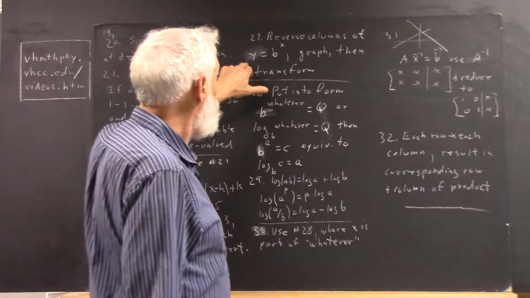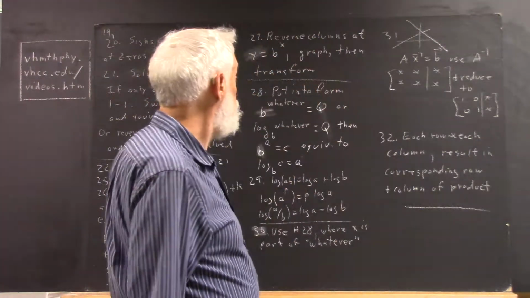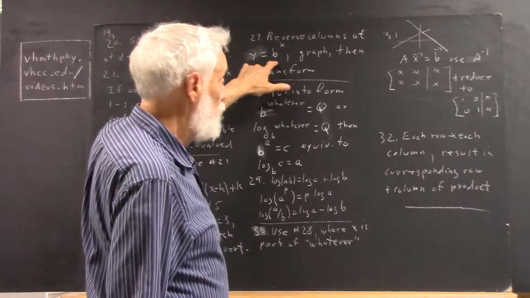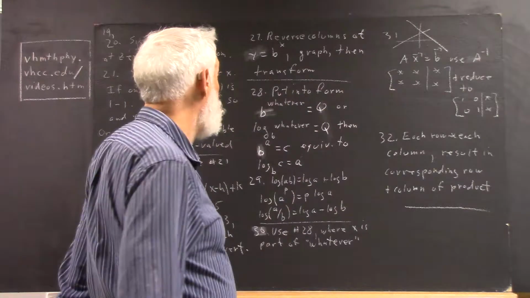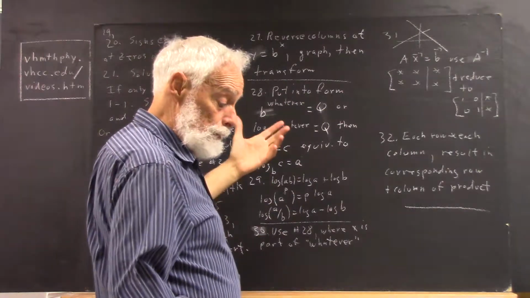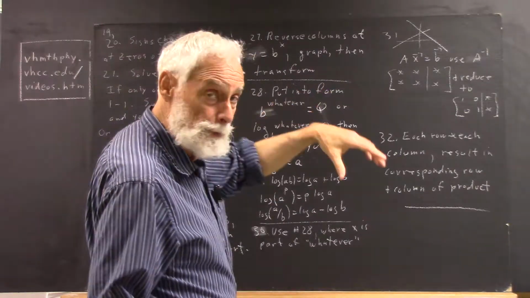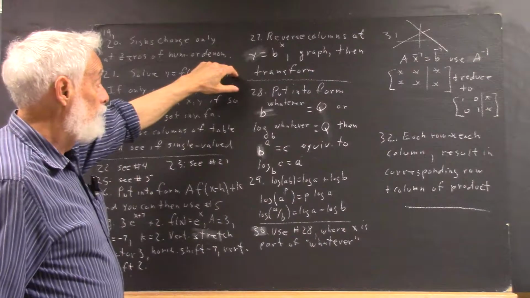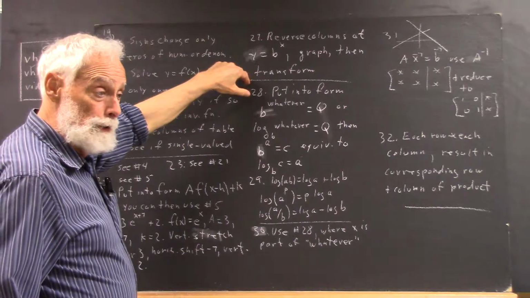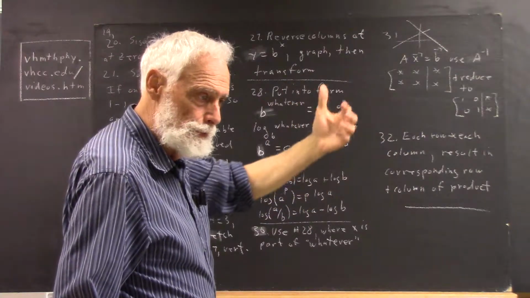Okay? You start with y equals b to the x, you reverse the columns, and you now have a table that represents y equals log base b of x. Okay? Then you have the transformation. You have some number a, some number h, some number k that fits this form for your logarithmic function, and you transform the graph by the appropriate shifts and stretches.